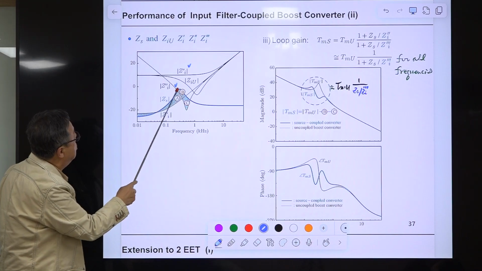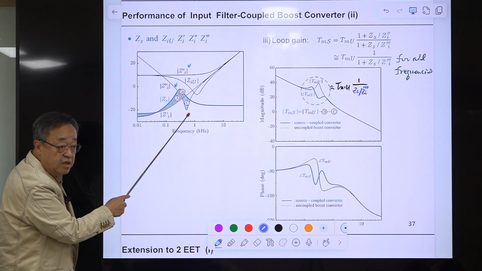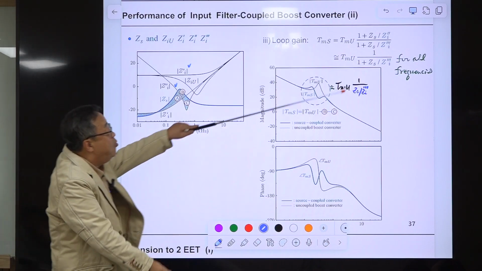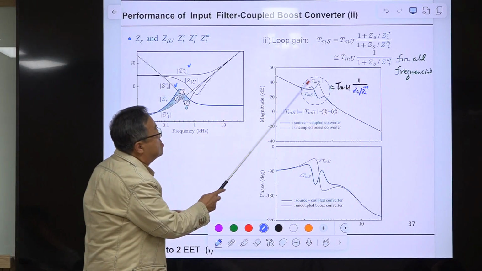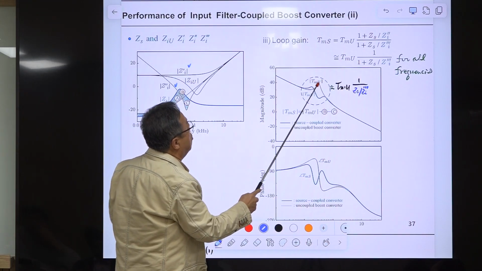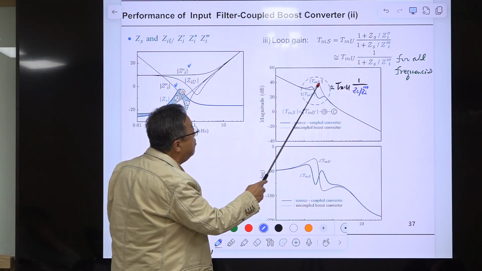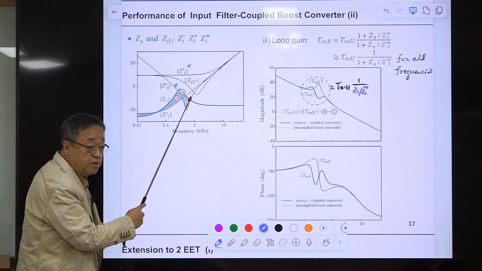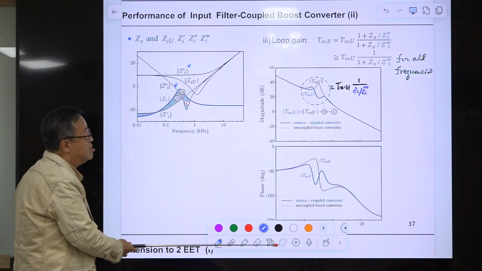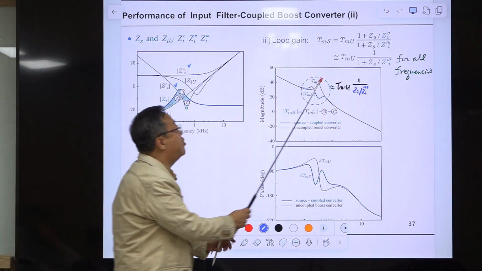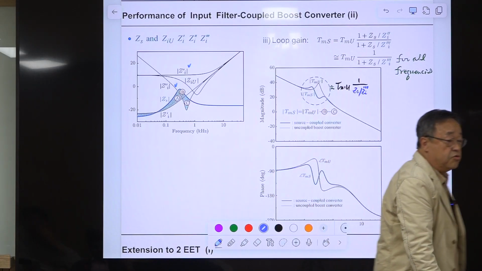So you have B and C. They should be considered, but it comes in the denominator. So this is the uncoupled converter's loop gain, and you have some dipping here. This much of dipping comes from this area. Right? So this explains everything about this. If there is no equation, something similar to this, you cannot understand this.